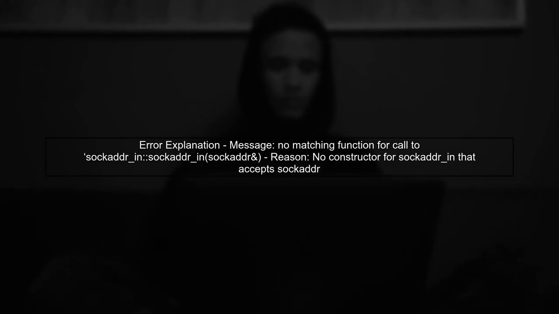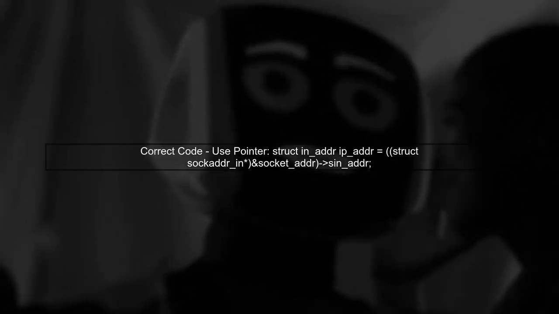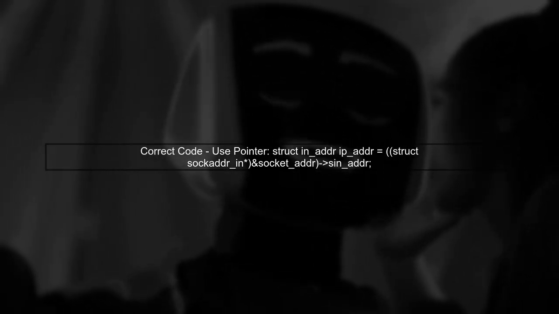The error message states no matching function for call to socketAdderIn, socketAdderIn. This indicates that the compiler is looking for a constructor that can take a socketAdder reference, which does not exist. To fix this, you should use a pointer to socketAddr and dereference it to access synAddr. This way, you're correctly referencing the structure.